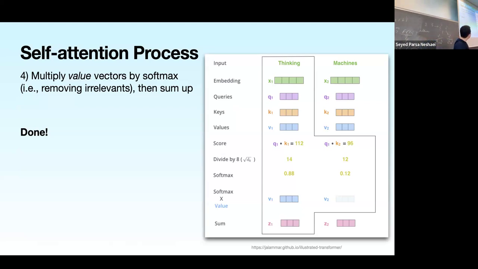So here you just multiply the value vectors. You have the softmax values, and remember we had a value vector. One of those three vectors is value, and we haven't touched that until now. We multiply the value vectors by the softmax. The idea here is that we remove irrelevant values in order to calculate the sum. So it's kind of weighting. Here is the weight part.